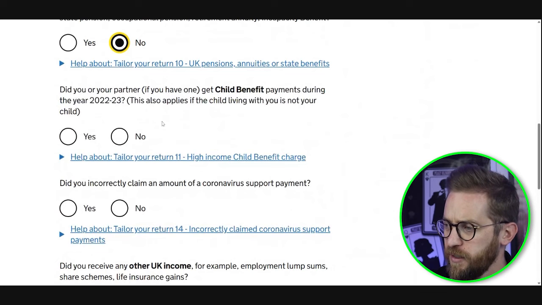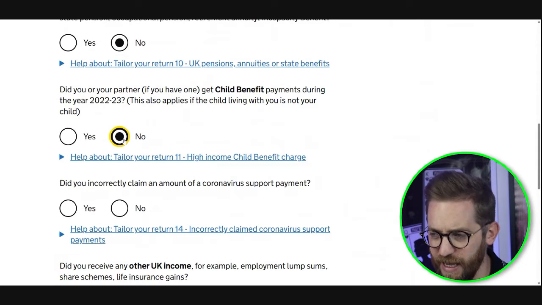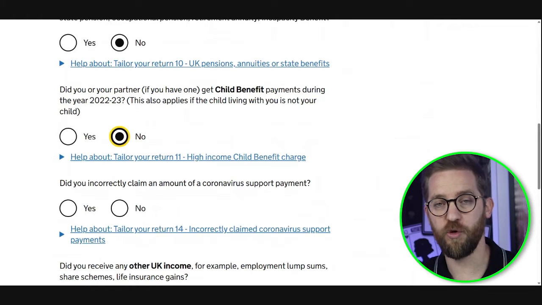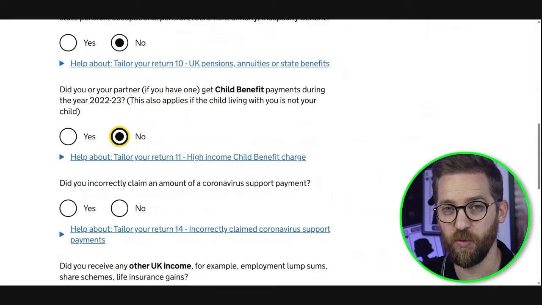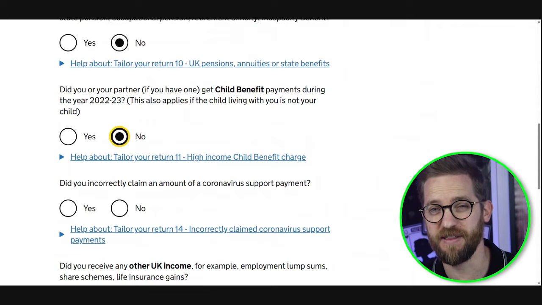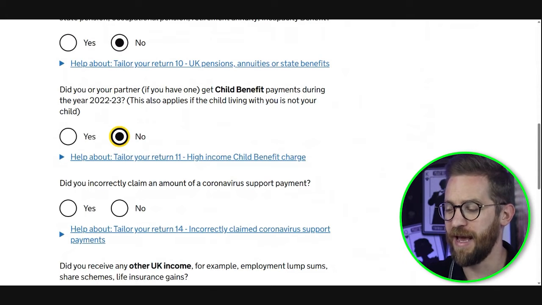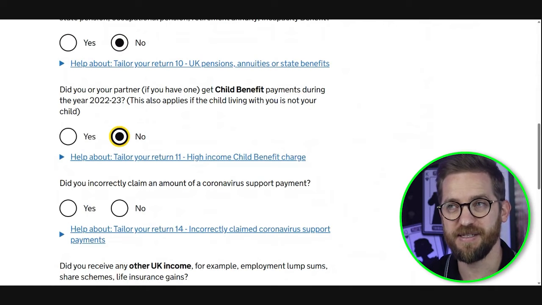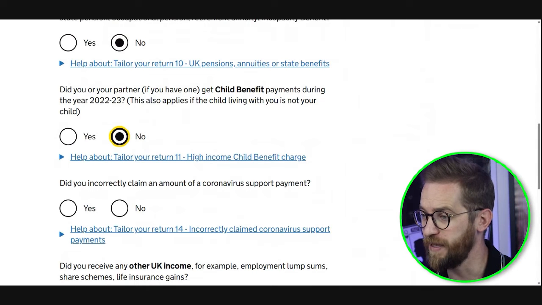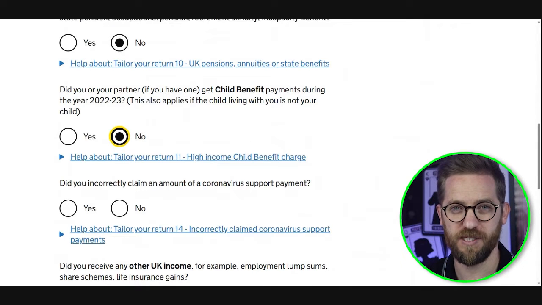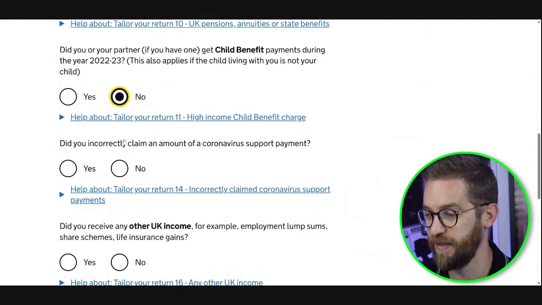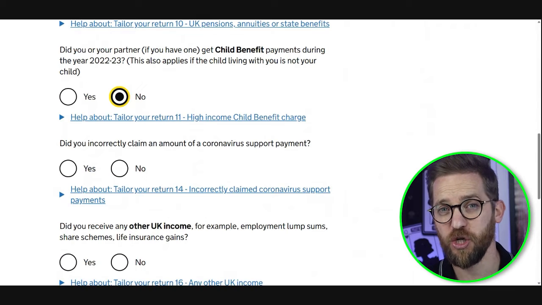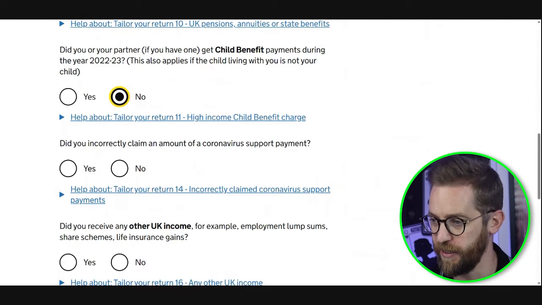Did you or your partner get child benefit? Again, we're saying no to all of these, but they ask about child benefit because if either you or your partner receive it and either of you are a higher earner, meaning more than £50,000 of income, then at that point they start to retract the child benefit. They take it back. And by the time you get to £60,000 of income, they've actually retracted it in full. So there's no financial benefit to having the child benefit if you earn or your partner earns more than £60,000. And that charge will always lie with the higher earner in that case.